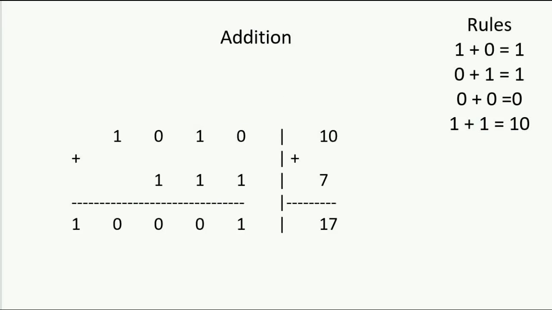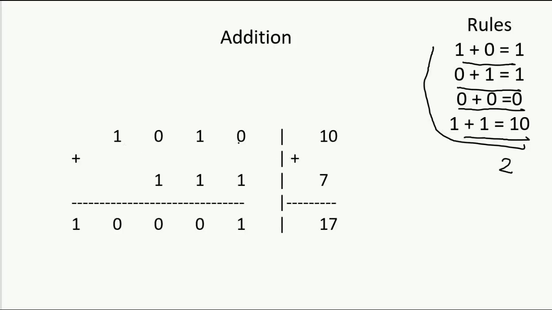In addition we have some set of rules. These are the rules that we need to apply in binary addition, and the rules are these four: 1 plus 0 is going to be 1, 0 plus 1 is going to be 1, 0 plus 0 is going to be 0, and 1 plus 1 is going to be 10, which in the decimal number system we can say is 2. Okay, so let's take one example.